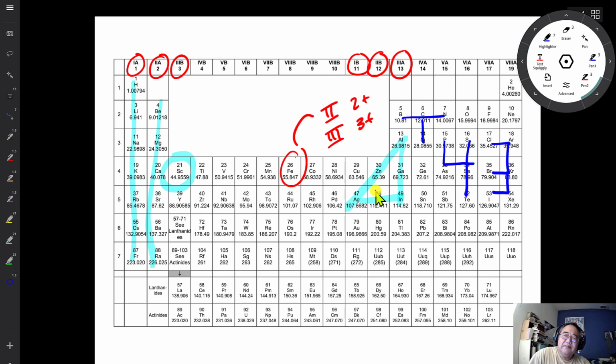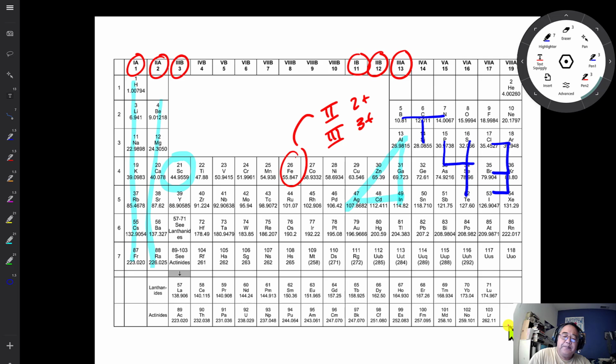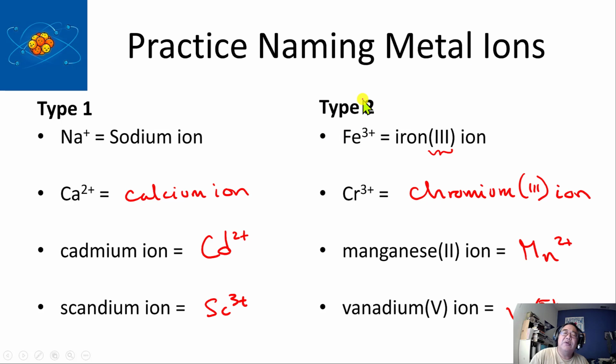Position on the periodic table. I'm not exactly sure what I said there. That's one of those moments. And there's scandium, right? This is one of the type 1 metal ions. Now, manganese and vanadium, again, manganese is here, and vanadium is here. Those are not type 1s, right? And I know it says that here, but when you're practicing, because it doesn't fall into type 1, you have to include the charge in the name, right?